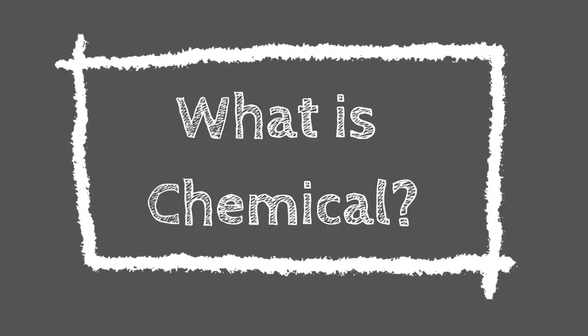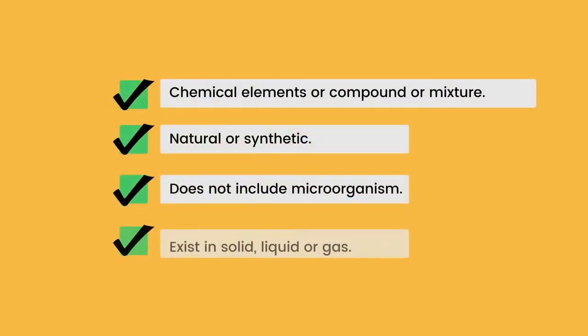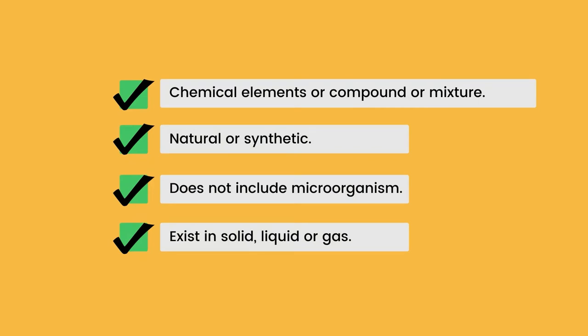What is a chemical? Chemicals means chemical elements, or compounds, or mixtures thereof, whether natural or synthetic. Chemical does not include microorganisms. It can exist in solid, liquid or gas.